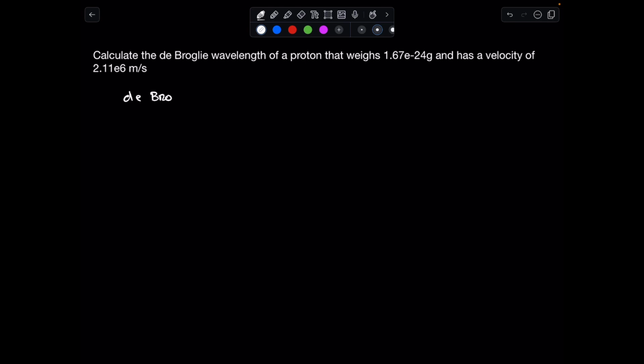So the de Broglie wavelength looks like this. So it's going to be our lambda, our wavelength in meters, equal to Planck's constant h, whose units are joules times seconds, divided by our mass, which needs to be in kilograms. That's going to be multiplied by our velocity, which is in meters per second.